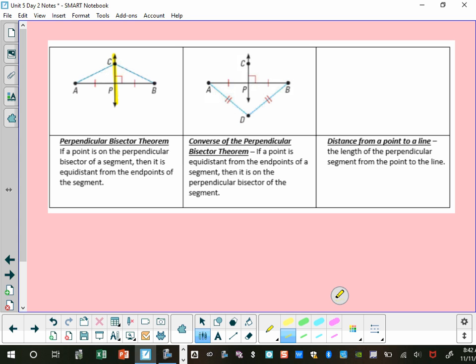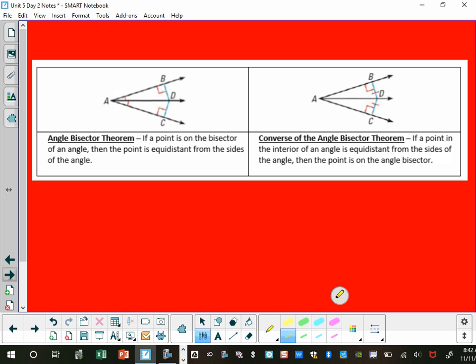Same thing with the converse of the perpendicular bisector theorem. Because of this square right here, that is telling me that I have a perpendicular bisector. All right, your angle bisector theorem. That means that if we have an angle bisector, we can prove that in a picture. An angle bisector is here. How do I know that AD is the angle bisector?